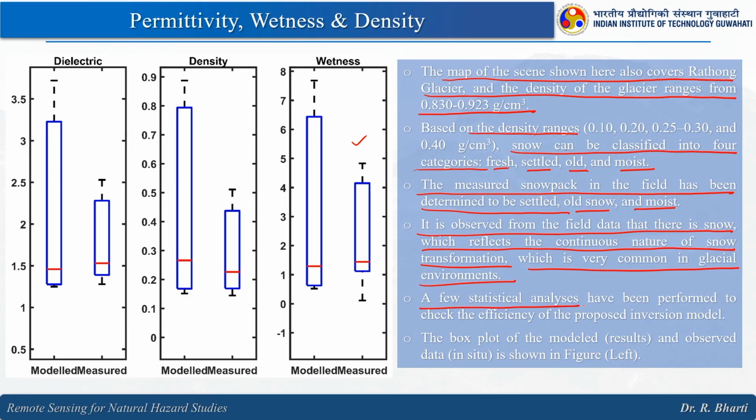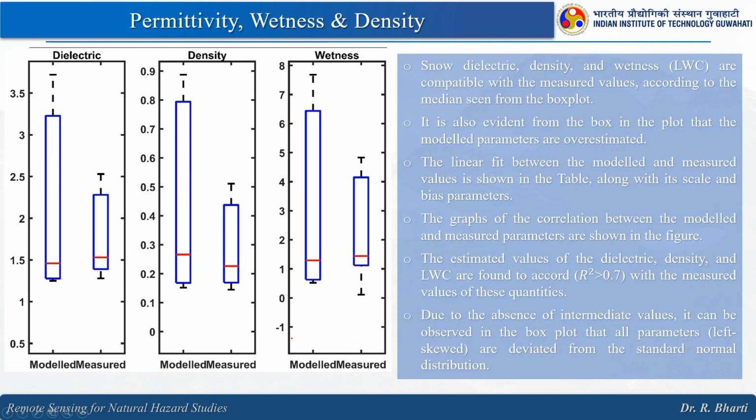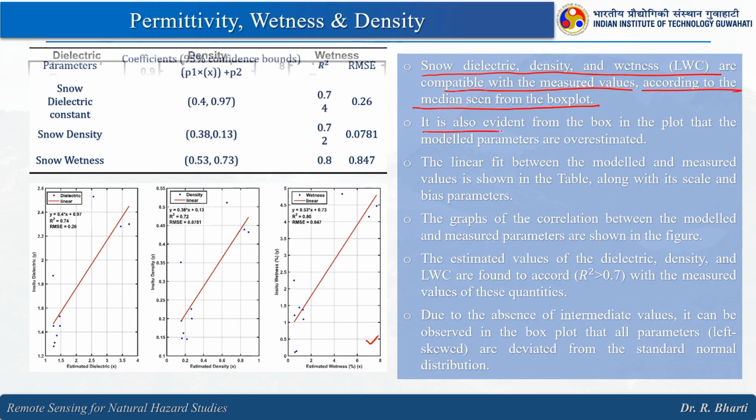A few statistical analyses have been performed to check the efficiency of the proposed inversion model, and the box plot for the model, which is here, shows the efficiency of this model. Snow dielectric, density and wetness are compatible with the measured values according to the median seen from the box plot. You can see here. It is also evident from the box plot that the model parameters are overestimated.